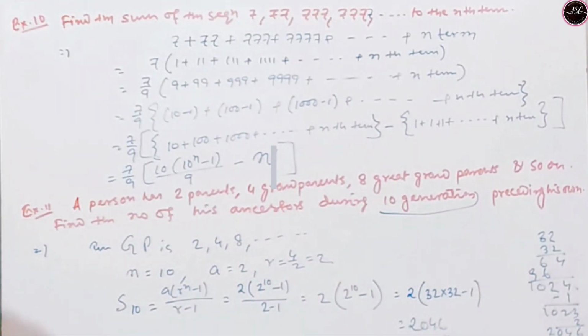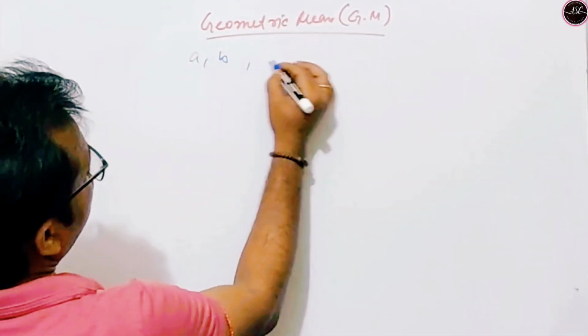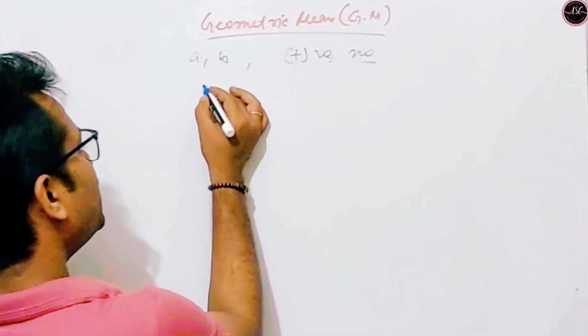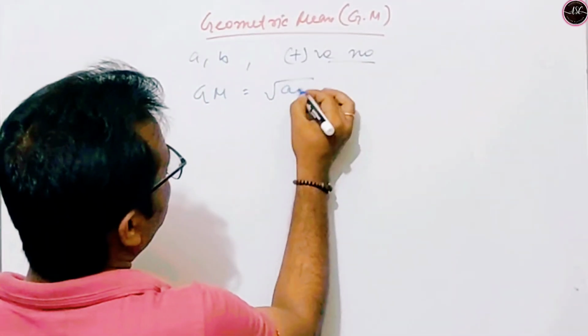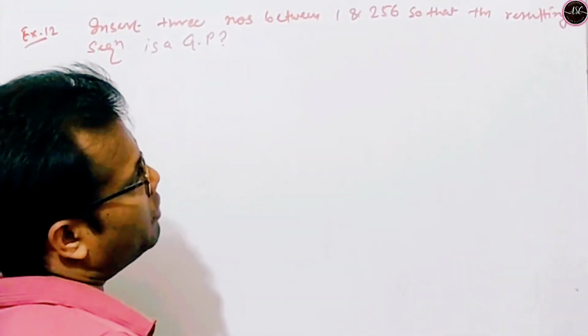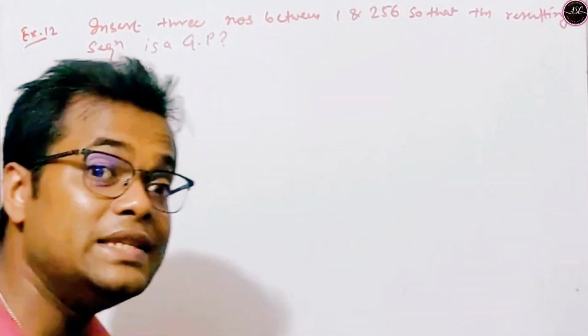Okay, we will now learn about the geometric mean. Let A and B be 2 positive numbers. Then the geometric mean, that means GM of A and B, equal to root of AB. Okay, let's look at this question. Insert 3 numbers between 1 and 256 so that the resulting sequence is a GP.